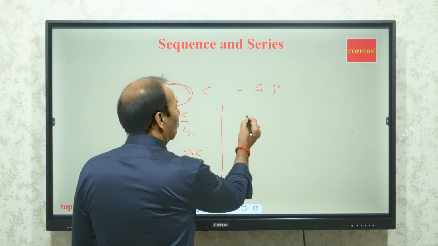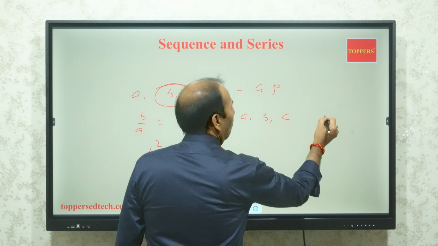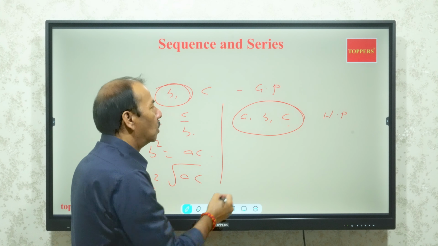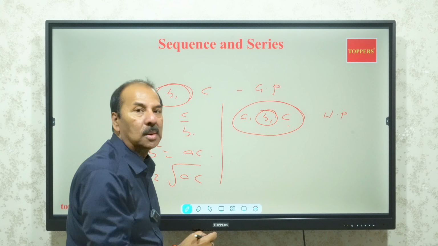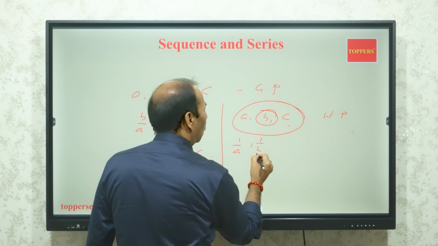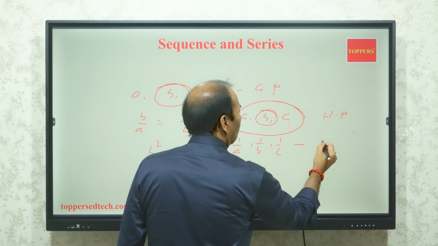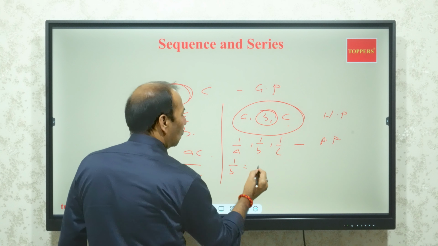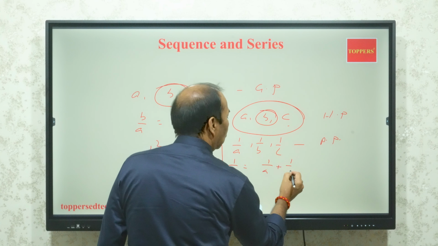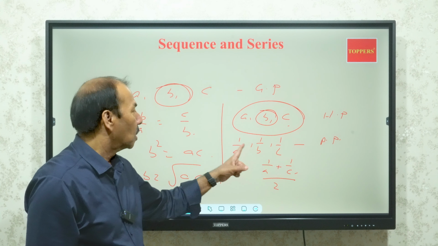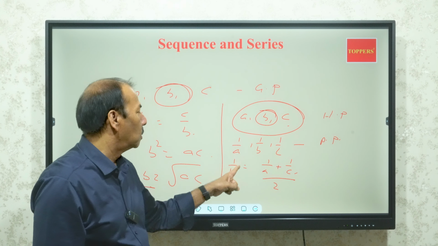Similarly, if you consider A, B, C are in HP, then what will be the harmonic mean of these three? So again this B is the harmonic mean. To calculate the value of B, again we will consider 1 upon A, 1 upon B, 1 upon C is in arithmetic progression. So 1 upon B will be equal to how much? 1 upon A plus 1 upon C divided by 2, because these are in AP. So this plus this upon 2, it will be this.